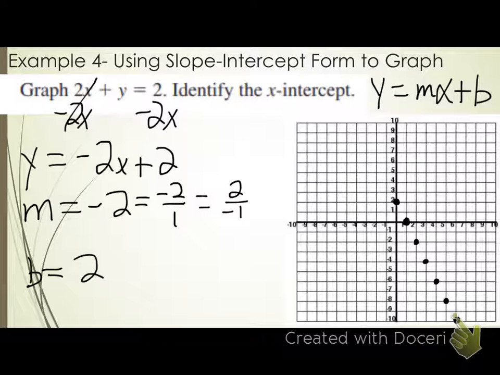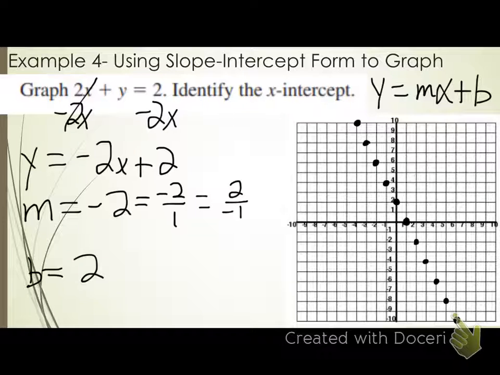So which two directions am I going now? Up 2, left 1. Up 2 because it's a positive 2, left 1 because it's a negative 1. Once again, I start from my y-intercept. Up 2, left 1, put a point. Up 2, left 1, put a point. Up 2, left 1, put a point.